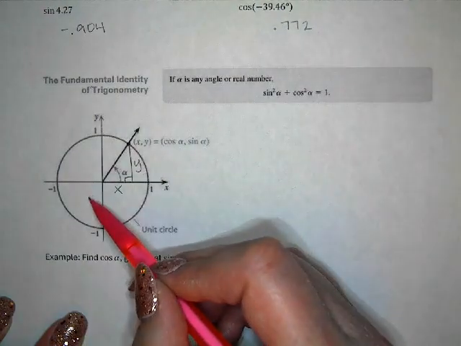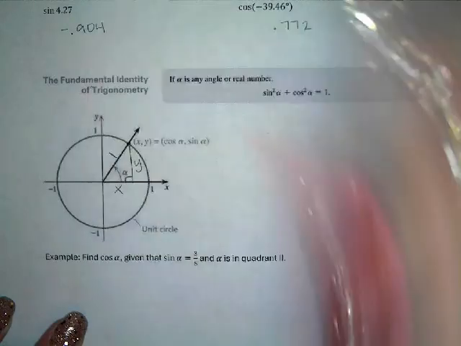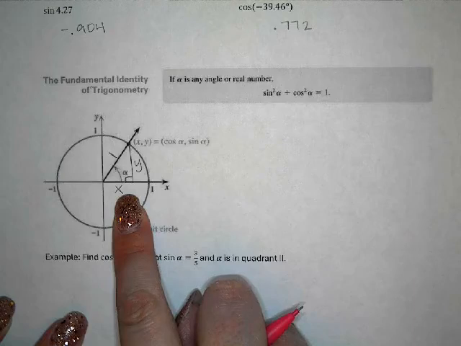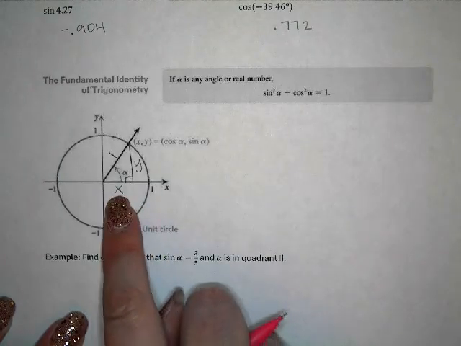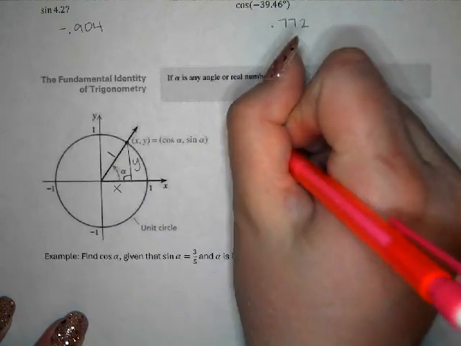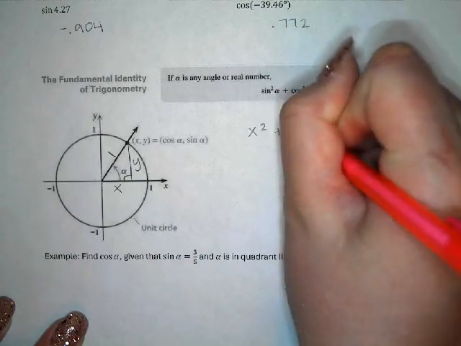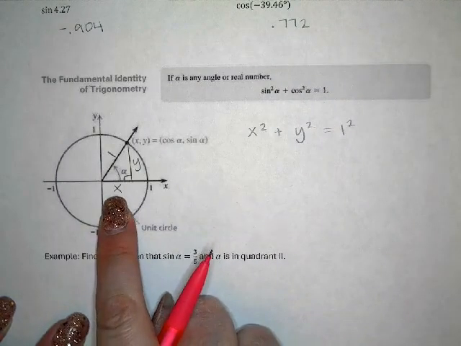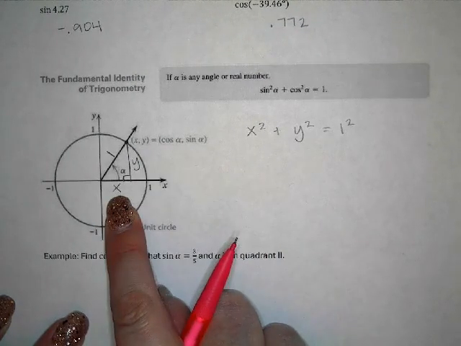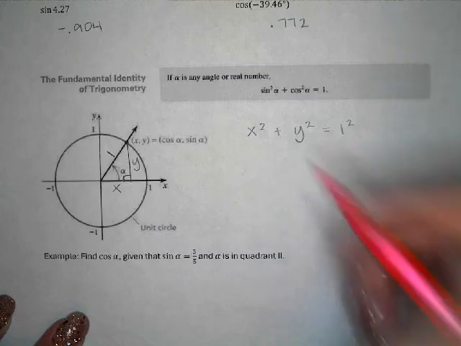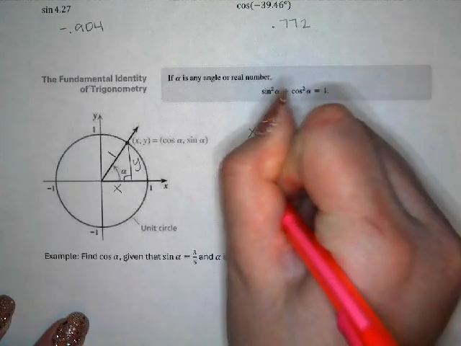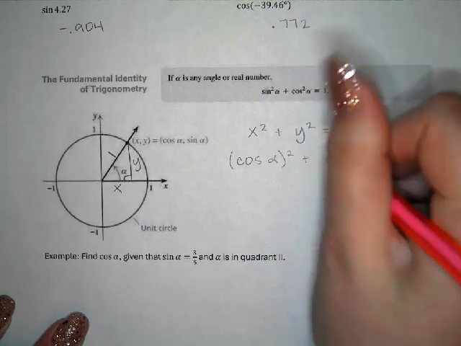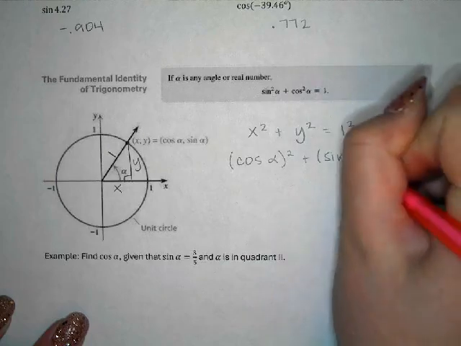So now if we were to say, well, this is a right triangle, I can use the Pythagorean theorem on a right triangle. I would say x squared plus y squared equals 1 squared. And if I know that cos alpha is the same thing as x, then I can do a substitution here. I can take out the x, and I can rewrite this as cos alpha squared. Y is the same as sine alpha, so I can do a substitution there and say that y is sine alpha, and then squared, equals 1 squared.